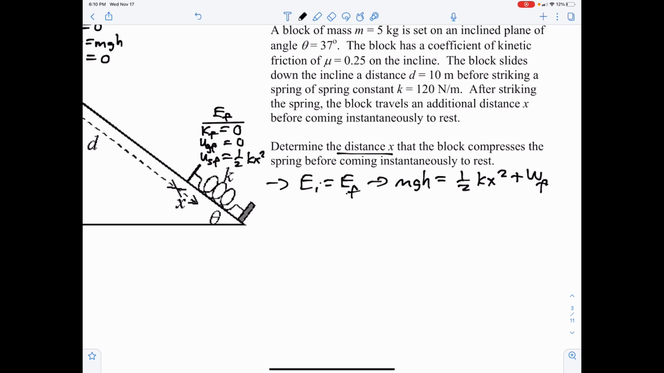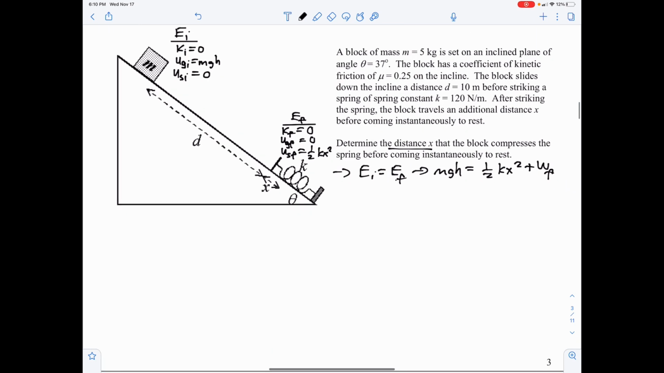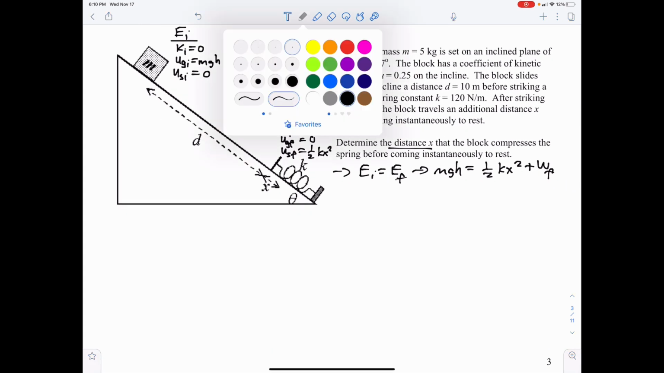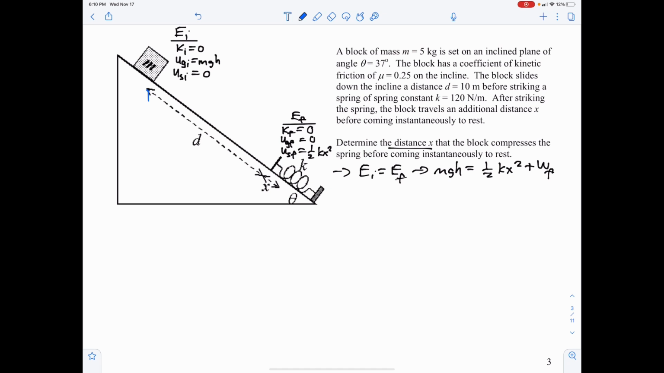Okay, now at this point, there's going to be just a lot of substitution and a lot of tiny little algebra steps along the way. So the first thing we're going to do is break this into an actual triangle where the distance that it fell, this whole distance from here to here, is not just d, it's d plus x. Because d is the distance it slides until it hits the spring, and then x is the distance you compress the spring. So d plus x is the total distance it slides until it comes to rest.